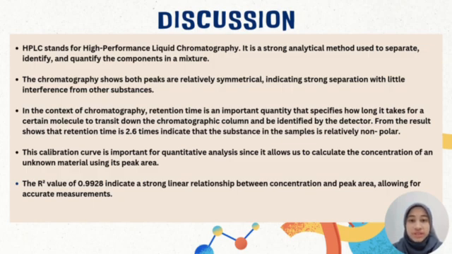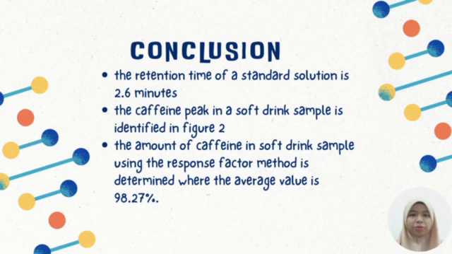A calibration curve is the graphical representation of the relationship between the measured signal, the peak area from the HPLC chromatogram, and the known concentration of a substance. This calibration curve is important for quantitative analysis since it allows us to calculate the concentration of an unknown material using its peak area. The R-squared value of 0.9928 indicates a strong linear relationship between concentration and peak area, allowing for accurate measurement. To conclude, all the objectives have been obtained.